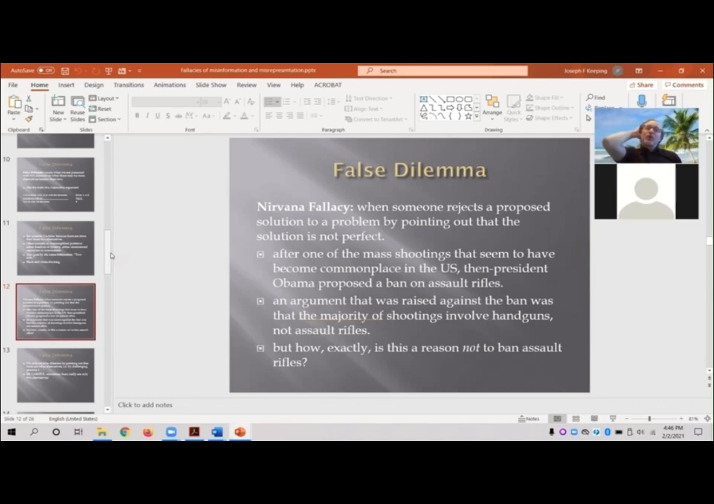Well, unless you're proposing a different alternative, which is going to do a better job of solving the problem, then saying that the solution is not perfect isn't a reason to reject the solution. What solution is ever perfect anyway? It's not like it would be a bad thing just to stop 5% of gun deaths in the US. That would still be saving hundreds of people per year.